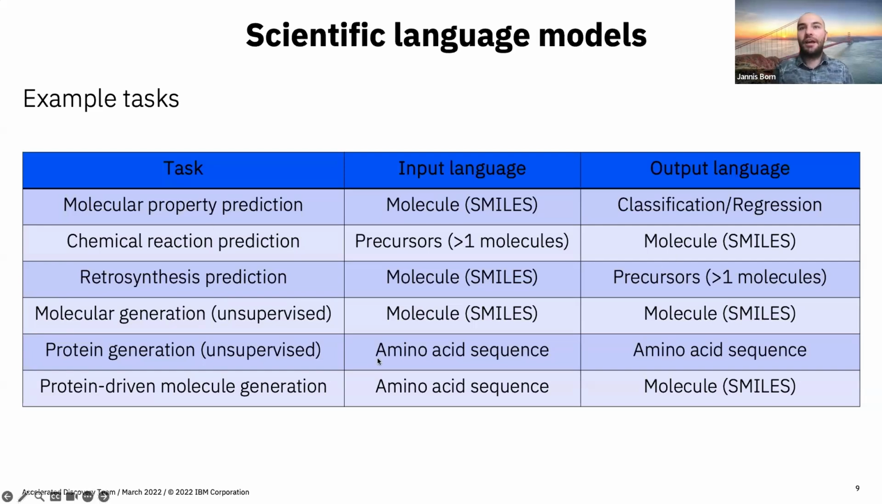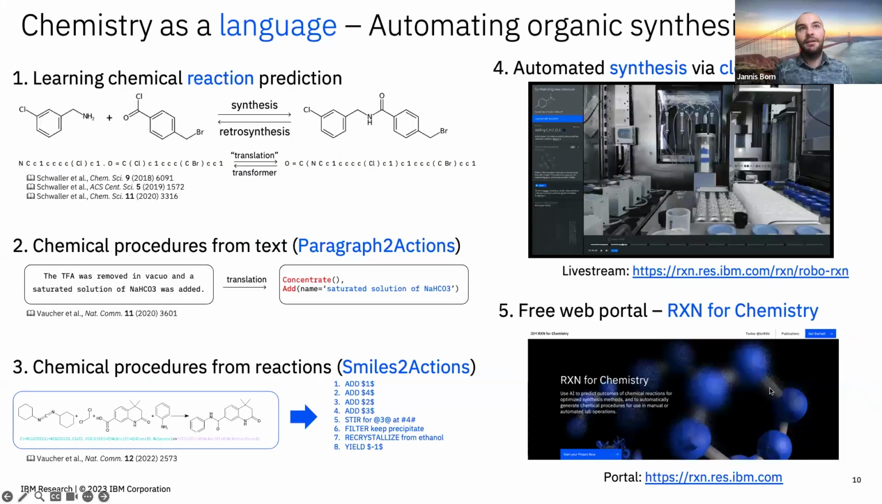And then there are cross-language tasks, like, for example, when you go from an amino acid sequence to a small molecule, which would be this task of protein-driven molecule generation. So you pass an amino acid sequence to the model, and you try to produce a small molecule that will bind to it. Now, in the team, we've been using transformers across various tasks in this domain.